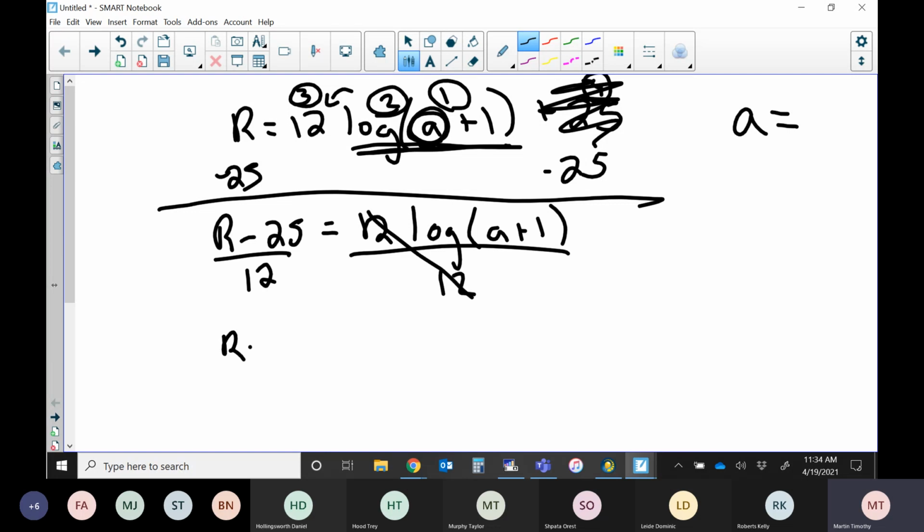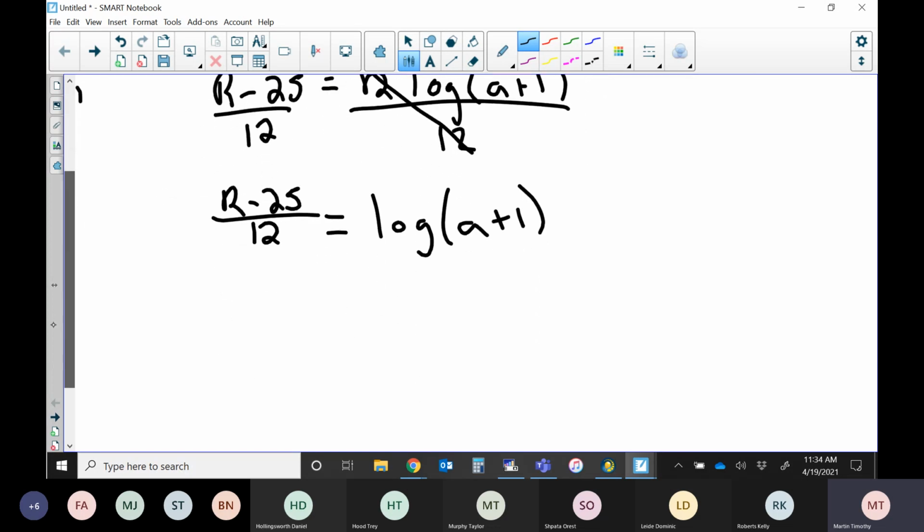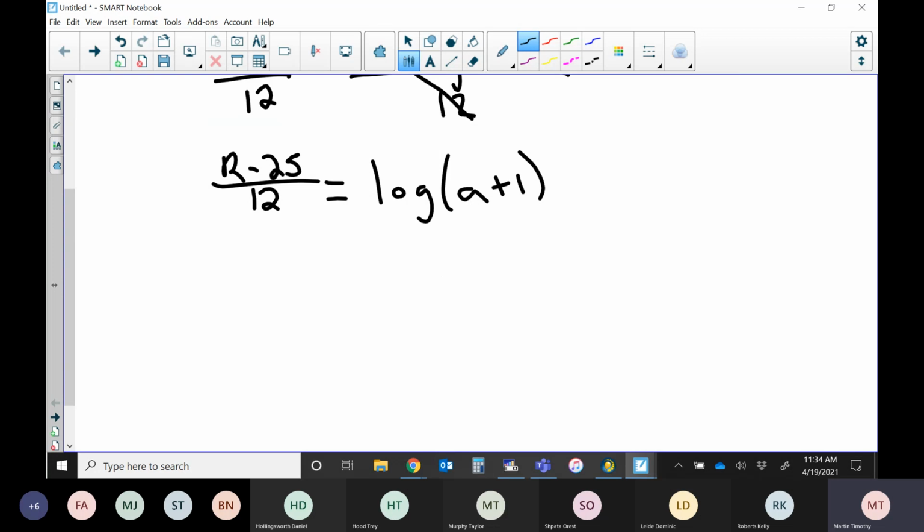And no, this doesn't turn into a certain number. It's you take the revenue minus 25 and then divide it by 12. And that should equal log(A plus 1). And I go, oh, crap, I'm kind of stuck. I can't do anything else to get A by itself. So I go, okay, wait. This is base 10, even though they didn't write it. I understand that.